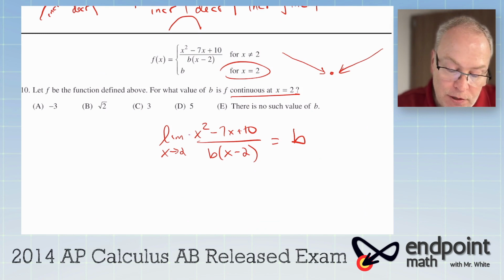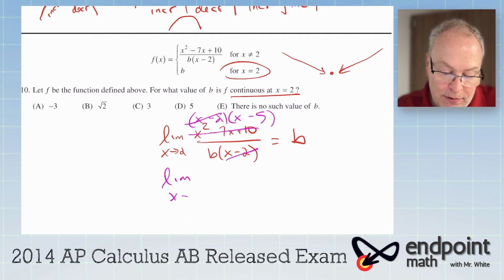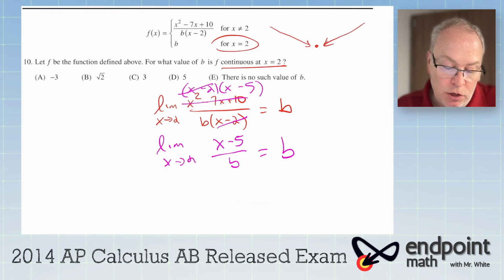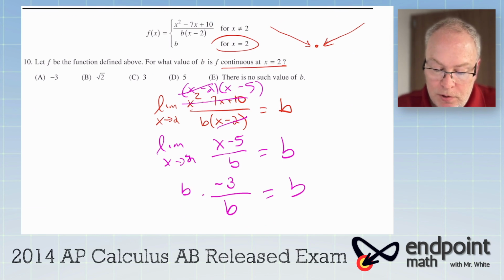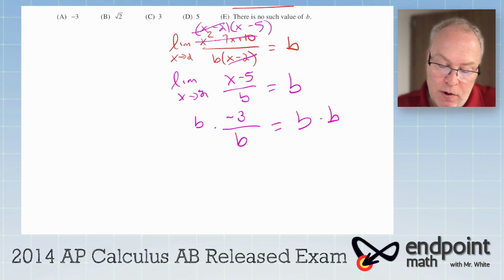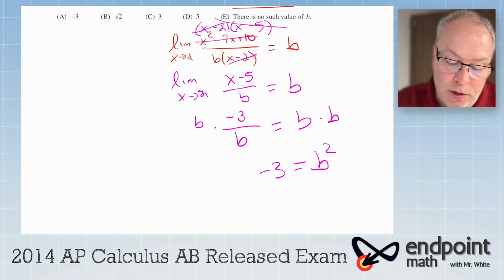Now, if you factor this, this is x minus 2, x minus 5. Okay, we can then cancel these and rewrite the limit like this. X minus 5 over b has to equal b. You can then plug the 2 in there, and you get -3 over b has to equal b. If you multiply both sides by b, you get b squared is -3. That's never going to happen. You're never going to have a negative generated by a square. So there is no such value b.